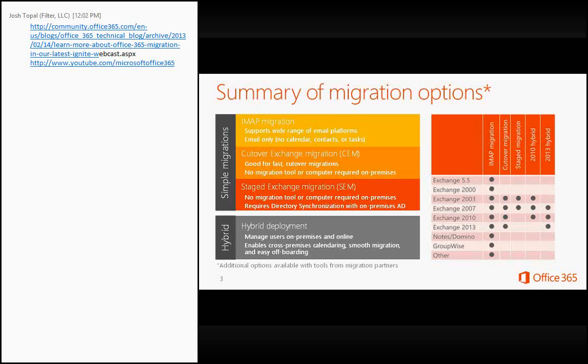And then we have the staged Exchange migration. It's what we class as a simple coexistence. It's not a big bang approach like the cutover migration we just mentioned. It's more of a staged migration, but it doesn't give you the rich features available in the last option on there, which is the hybrid deployment.